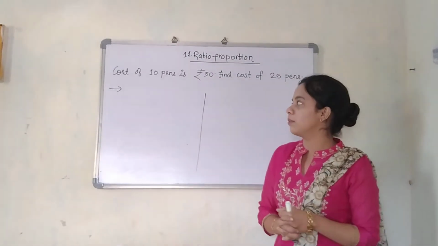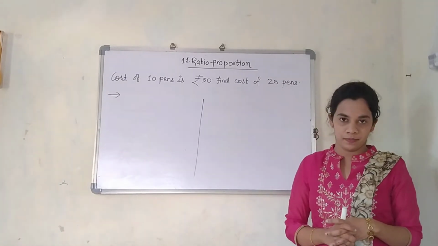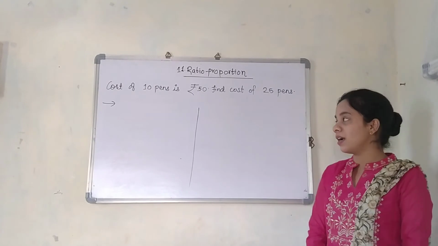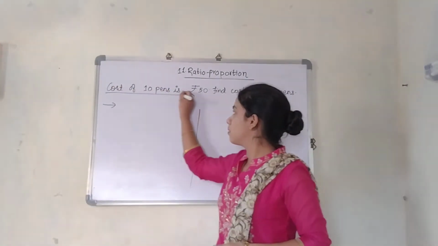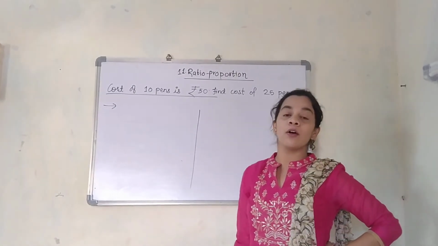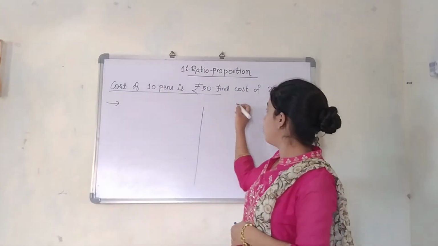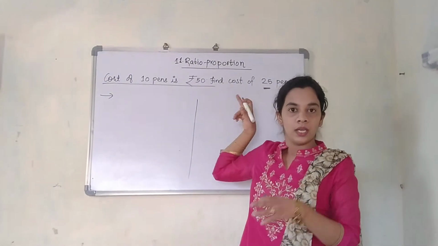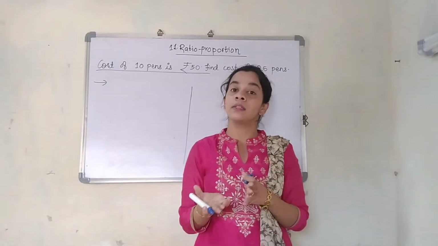You can see here on the board, cost of 10 pens is rupees 50. Find the cost of 25 pens. Right now they are telling you the cost of 10 pens, so just focus on this part first. Cost of 10 pens is how much? It is 50 rupees. But our main requirement is the cost of 25 pens.